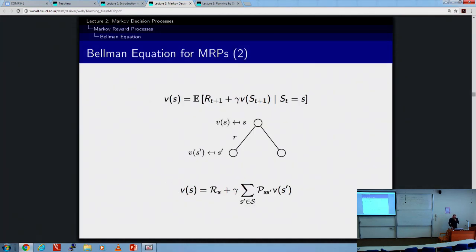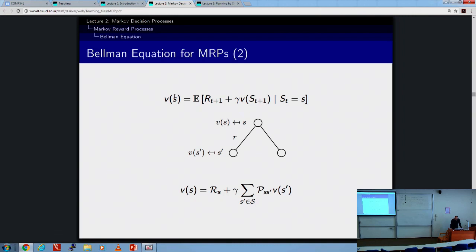Here might be a little better graphical explanation of this. This is the current state we're in right now, and these are the two future states we might go to based on probabilities. The current state is called S. The next state is called S prime. We don't know exactly which one is going to be S prime, but we just call it S prime. And there's a reward involved for both S and S prime.